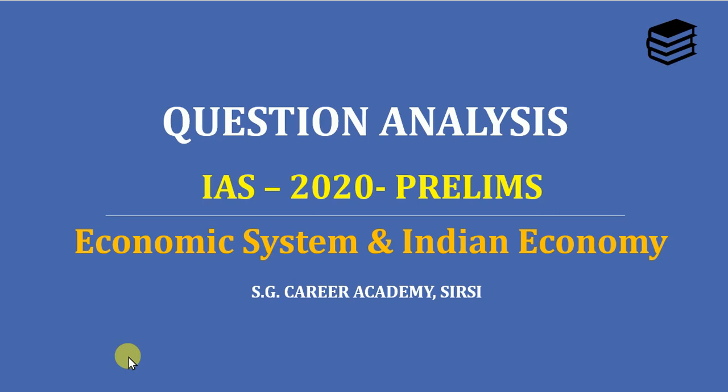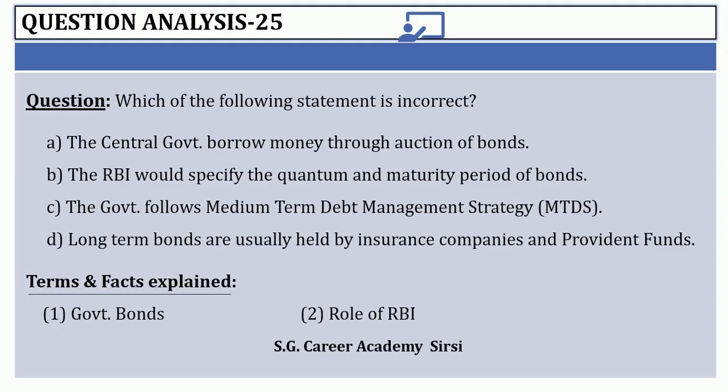Today's IAS preliminary question on economy is on government bonds. Which of the following statements is incorrect? The four answer options are: the central government borrows money through auction of bonds; the RBI would specify the quantum and maturity period of the bonds; the government follows the medium-term debt management strategy, that is MTDS; and fourth, long-term bonds are usually held by insurance companies and provident funds. So these are the four statements regarding the bonds.